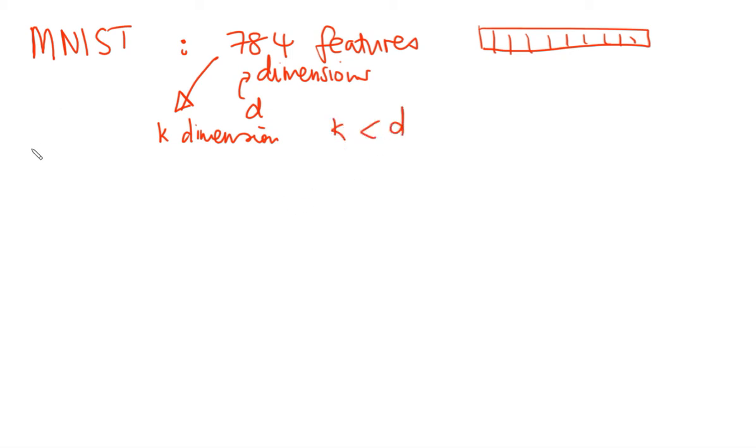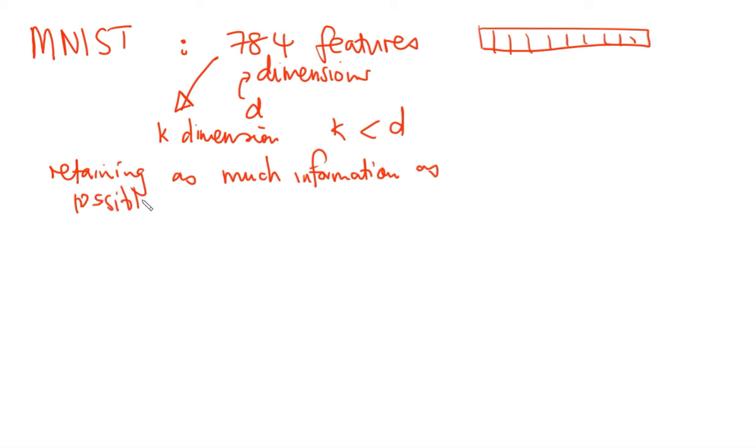But we want to do that retaining as much information as possible. Retaining as much, that is the constraint. Our constraint is we want to retain as much information as possible. And we said information is also the variation. If you have a column that is high variation, it probably has more information than a column that doesn't have any variation at all. So these K columns are called principal components.